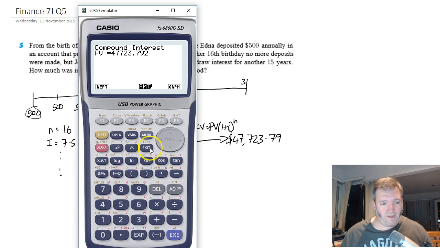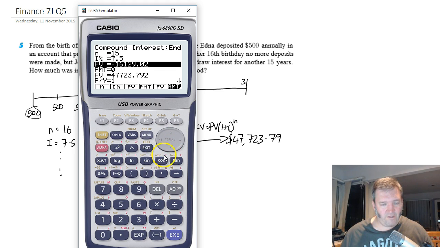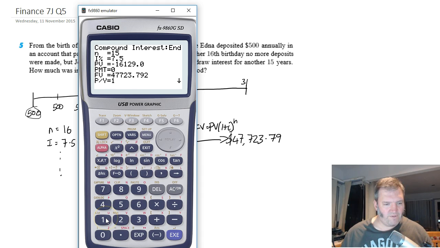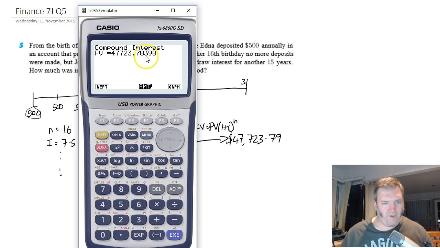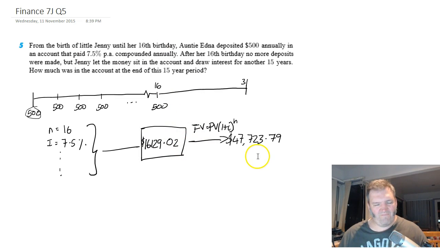If you want to be really pedantic, we could go back and make this 16,129. So you're going to let me edit that. 0.0. I can't really remember what it was. 0.1729 or something. And that might give you a slightly different answer. But yeah, it's a 78 cents there. So, just be careful with your rounding off, but pretty straightforward. That's all you got to do.